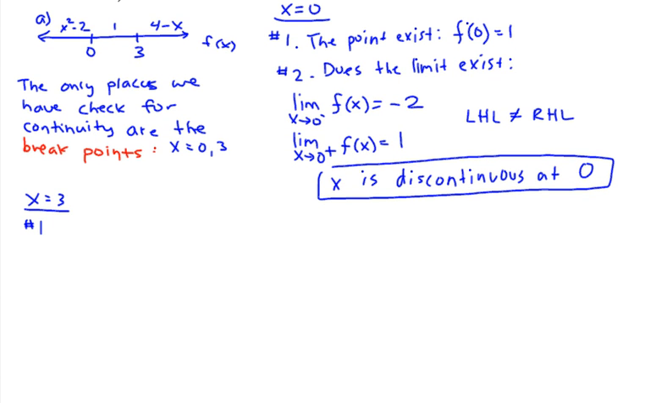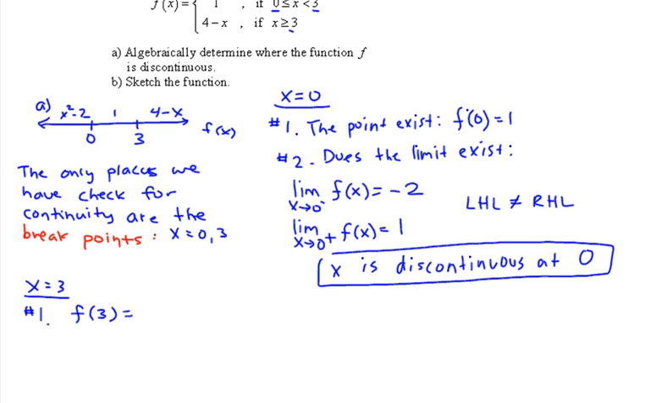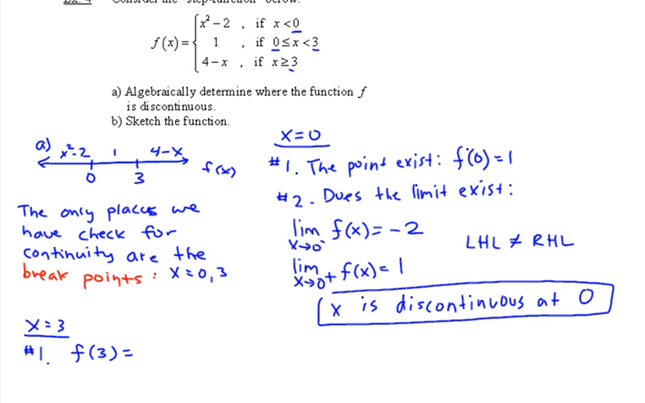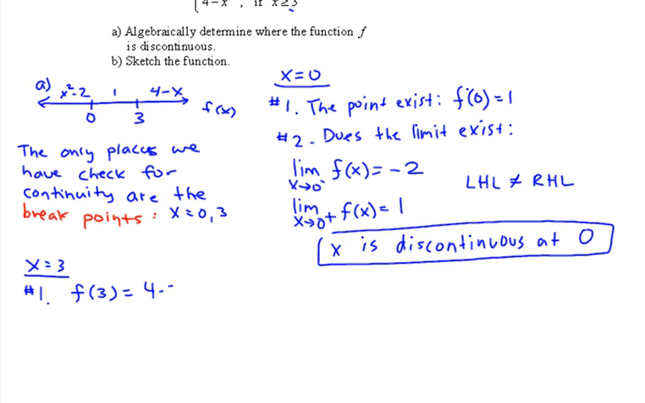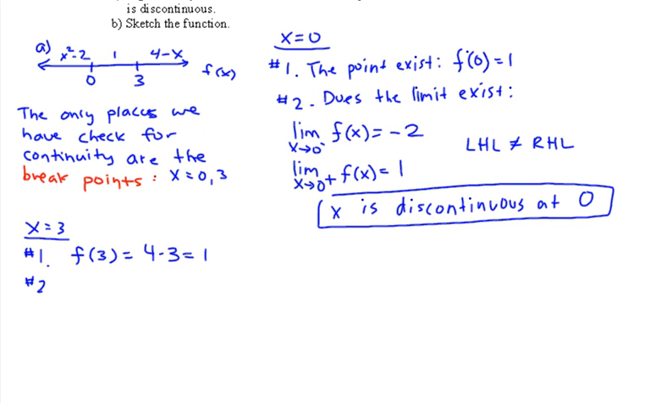Okay. So number 1, what's the first condition? You need to know these. Does the point exist? So f of 3, what would that equal? So we go back here. So which equation will we be using? First, second, or bottom? So we go 4 minus 3, which is 1. Good. Number 2, what are we checking?